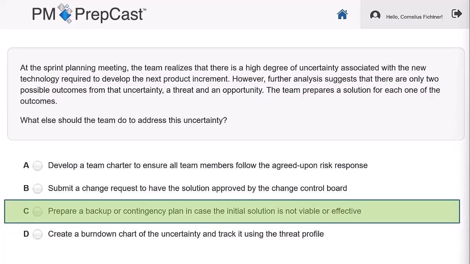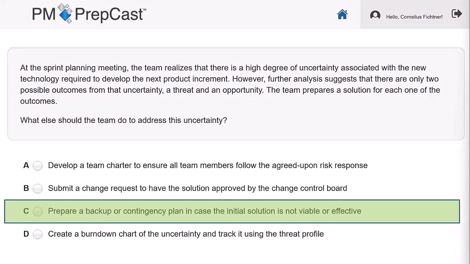Having a backup, having a contingency plan in case the initial solution is not viable or effective is not mandatory to address any potential outcome, either negative, a threat, or positive, an opportunity. However, this course of action is a good practice for project managers, right? You want to have a contingency reserve right there.